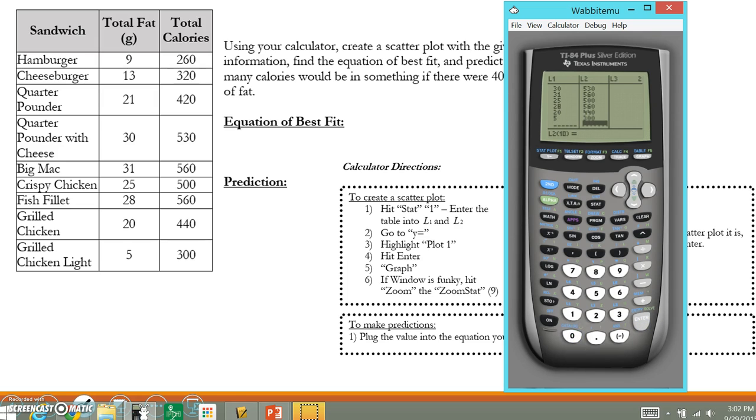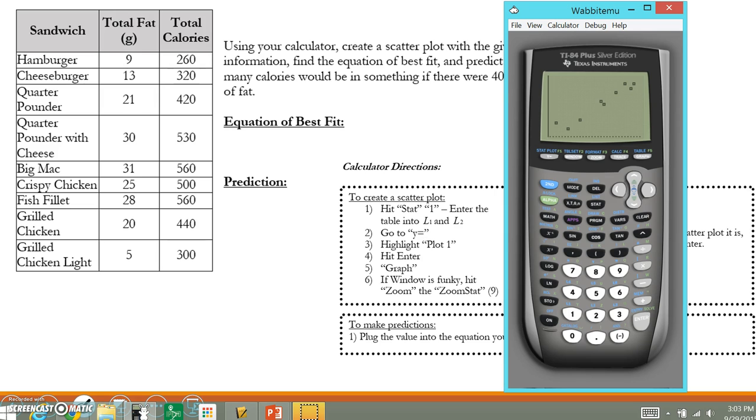Okay, so after that's all in, you would do step 2, which is go to y equals. You can clear out anything that's in there and go up to where it says plot 1 and hit enter. So that should be highlighted. Then what you do is you hit graph, and a lot of times you won't be able to see anything because the numbers are so big. So what you do is, number 6 is hit zoom 9. And there is our scatter plot.